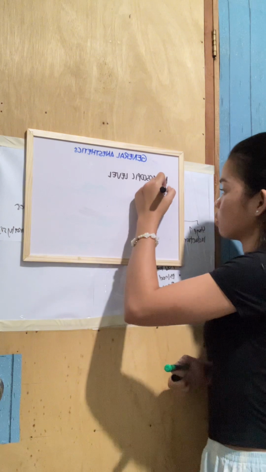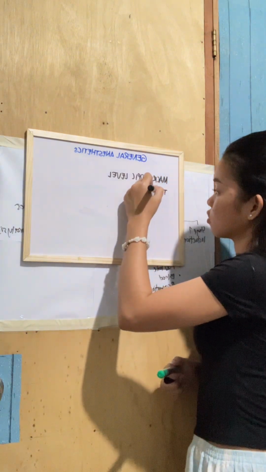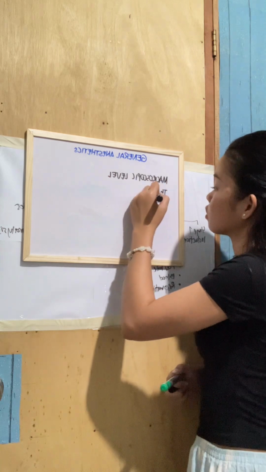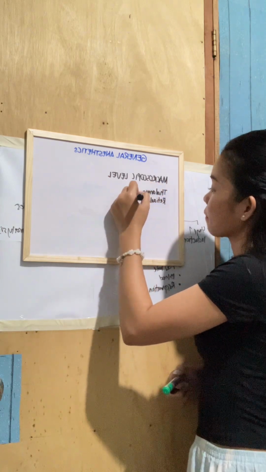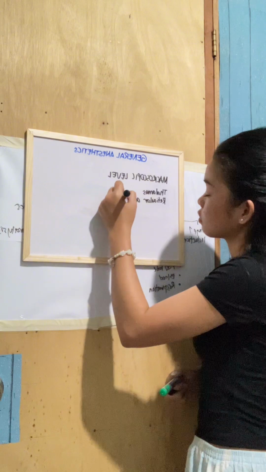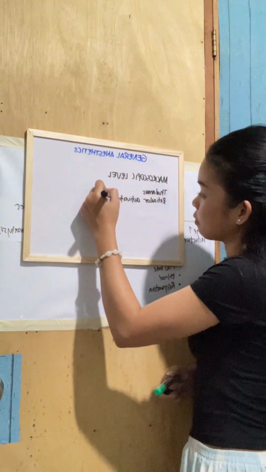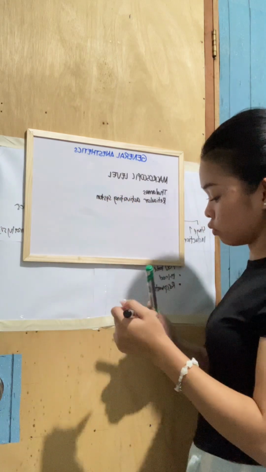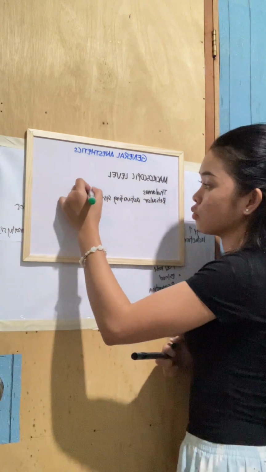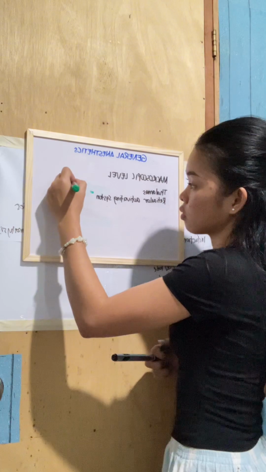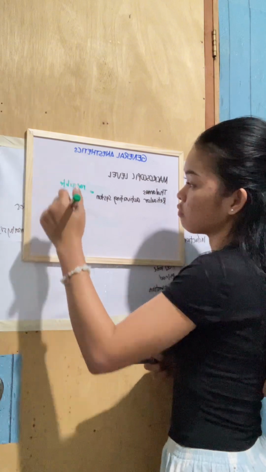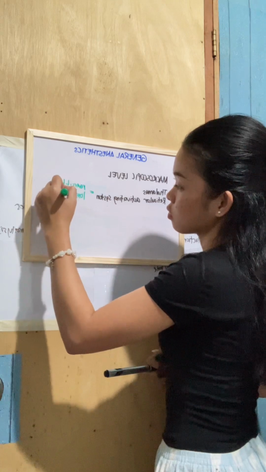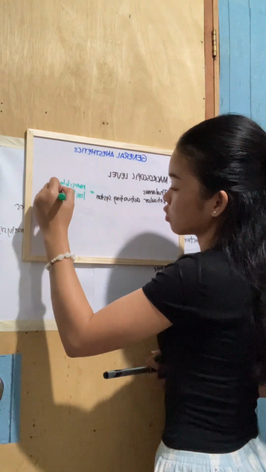So, at the macroscopic level, the action of general anesthetics on the thalamus and reticular activating system leads to reversible loss of consciousness.